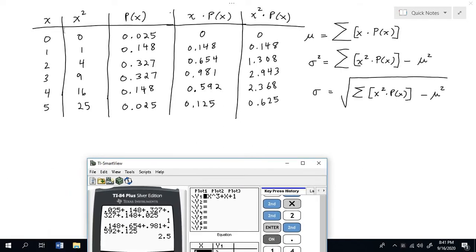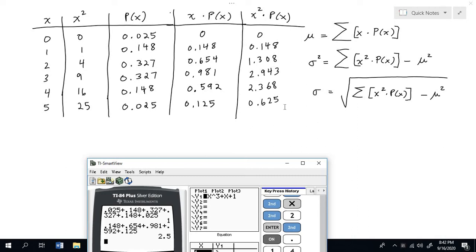Okay, so an easy way to do this is take your x values, which are in this column here, and we want to square them. So 0 squared is 0, 1 squared is 1, 2 squared is 4, 3 squared is 9, 4 squared is 16, and 5 squared is 25. And so I'm going to put them in this column here, the x squared column.